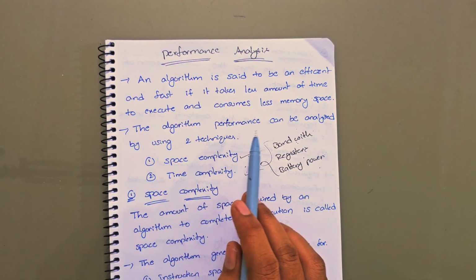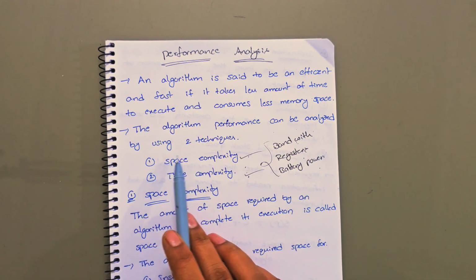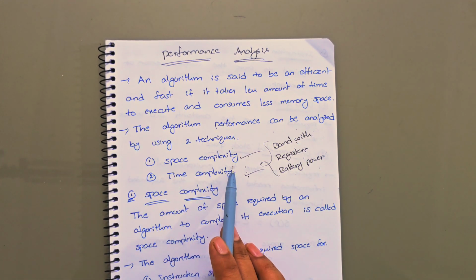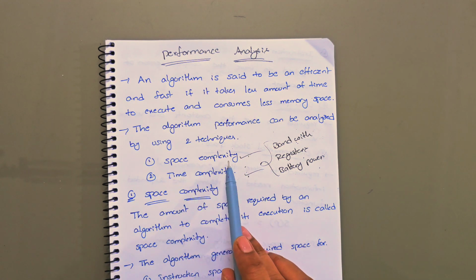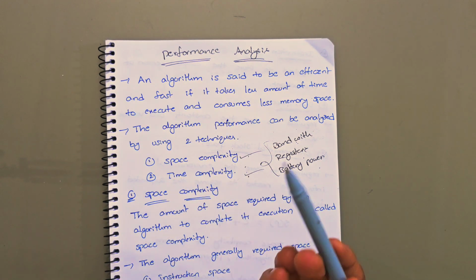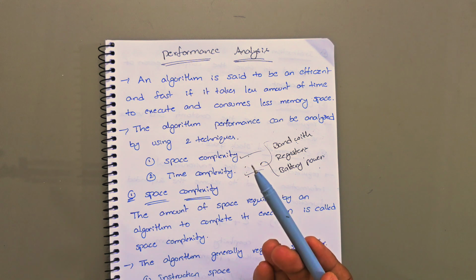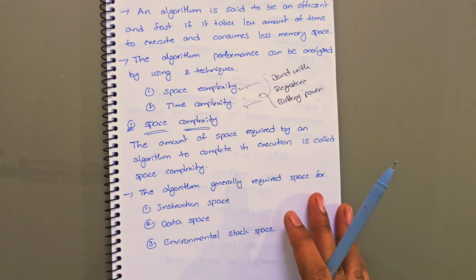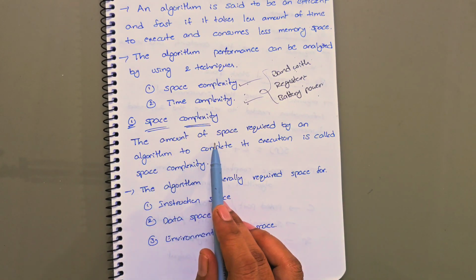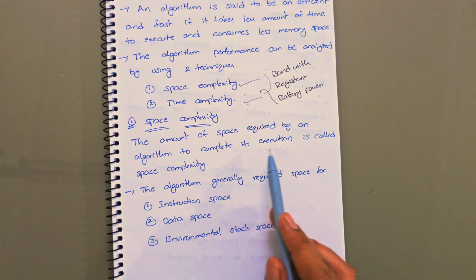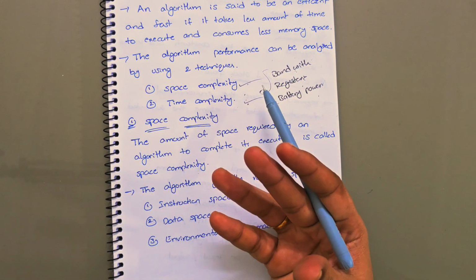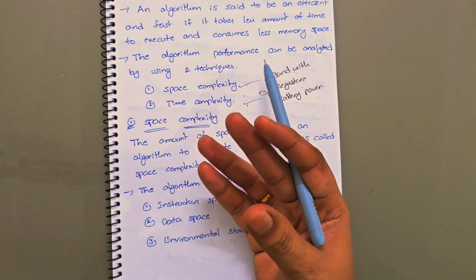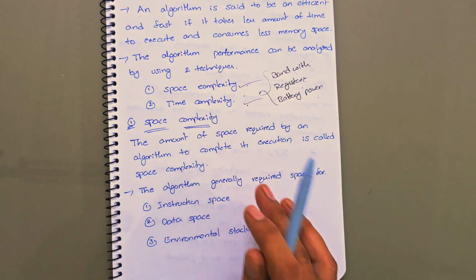So the algorithm performance can be analyzed by using two techniques, that is space complexity and time complexity. In this video, we will see what is space complexity and how to calculate space complexity for an algorithm. Space complexity is nothing but the amount of space required by an algorithm for its execution. How much space is required for the algorithm for its execution is space complexity.